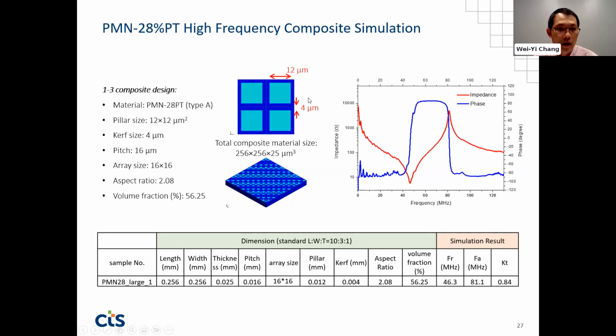In the end, we see the impedance curve is really sharp and clear, and the resonant frequency is around 46 megahertz and anti-resonant frequency is about 81 megahertz. This is really similar to what we get on our high-frequency composite manufacturing side.